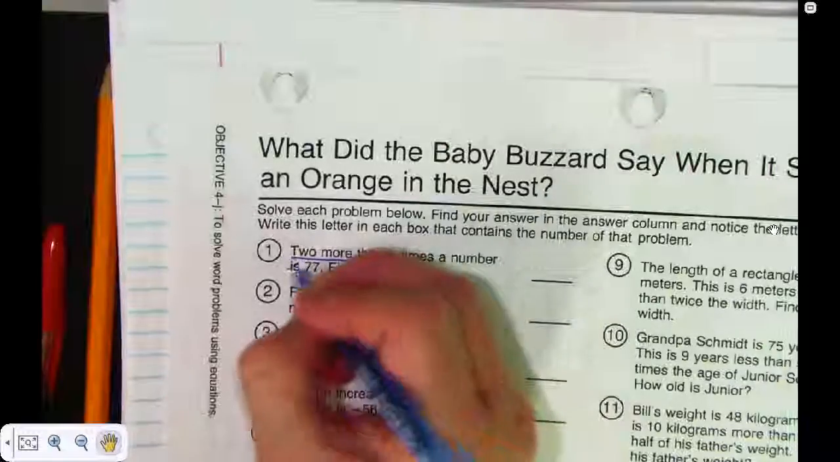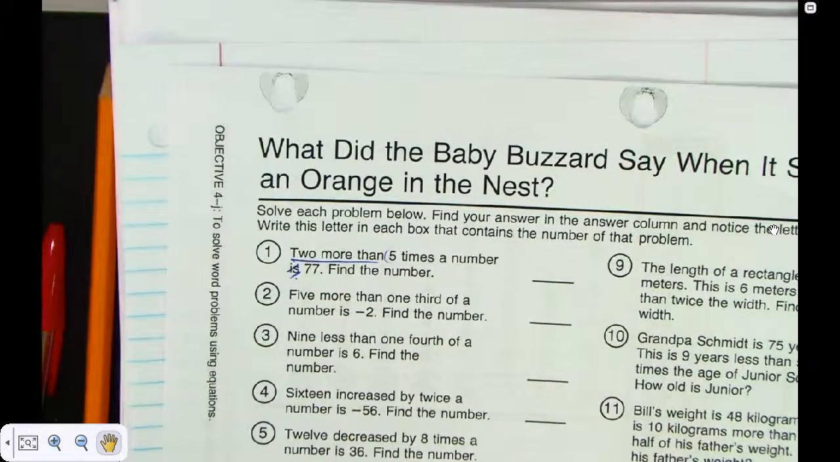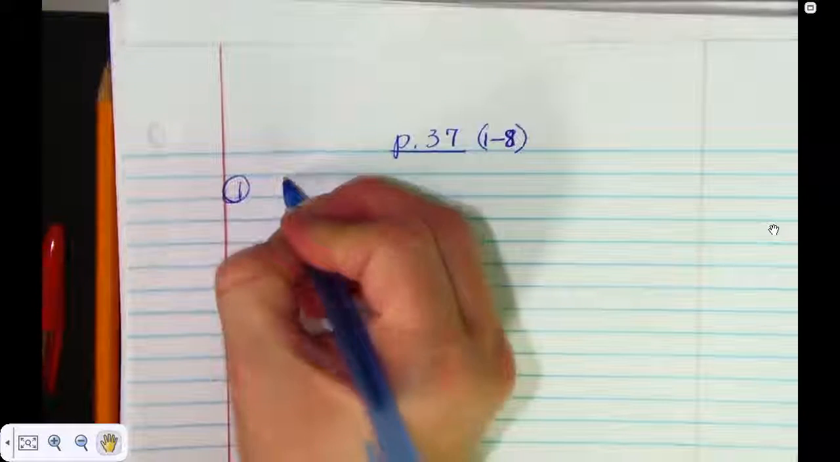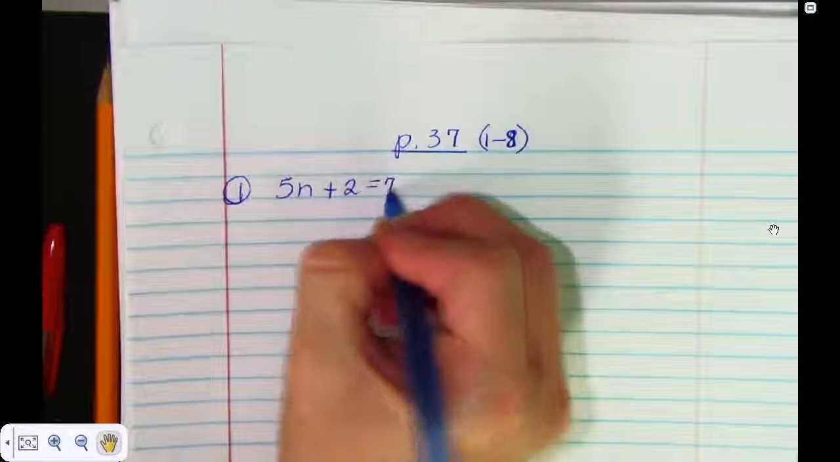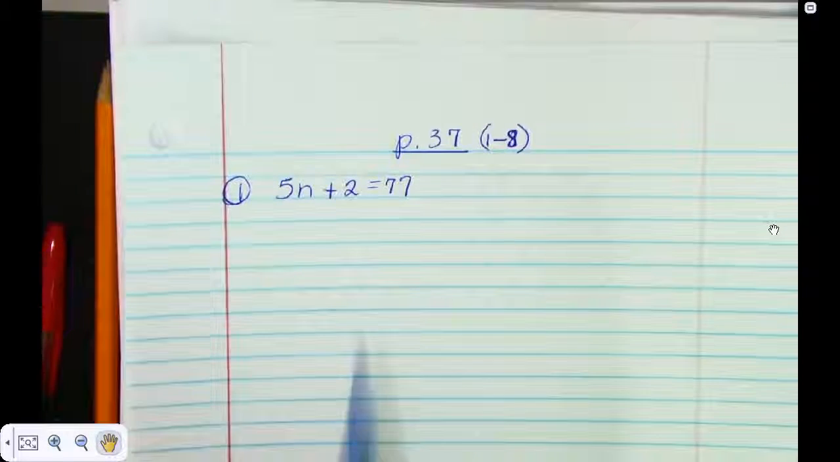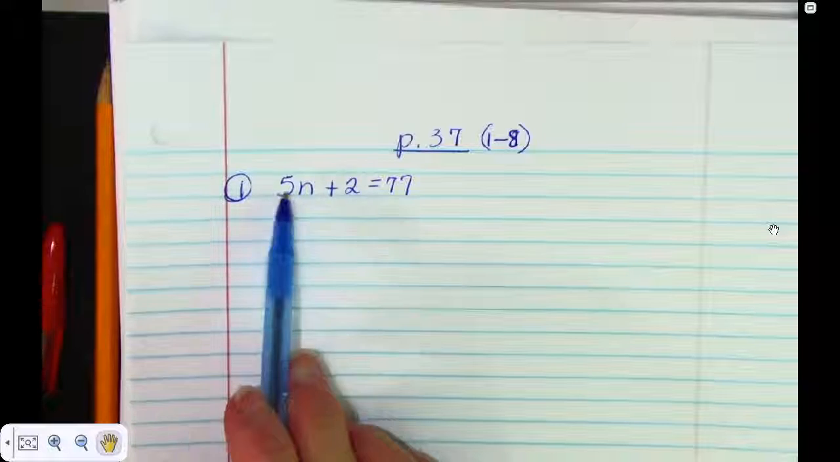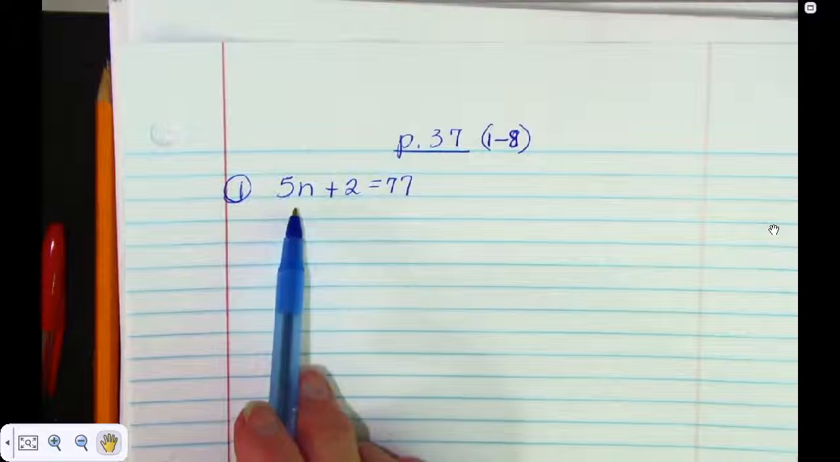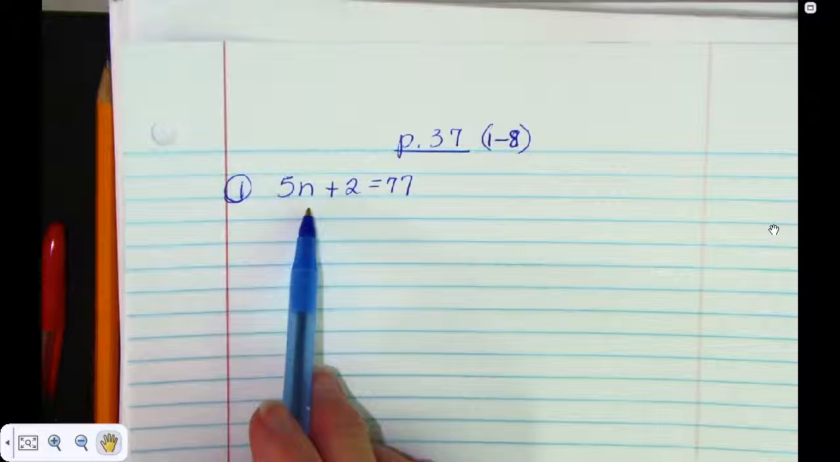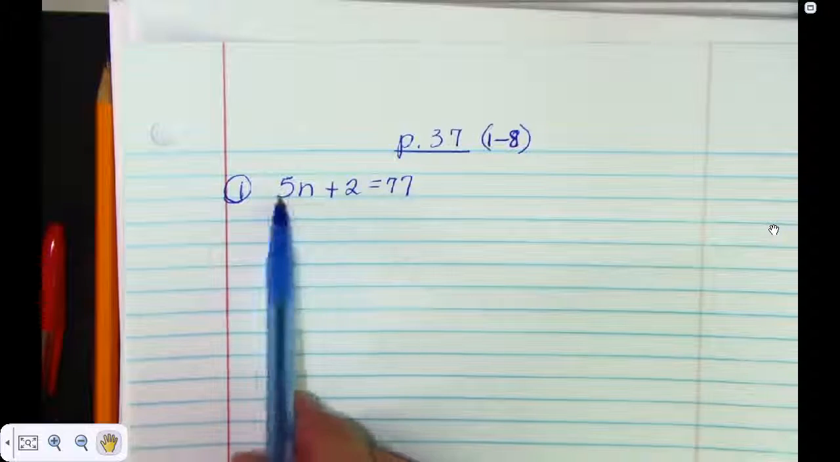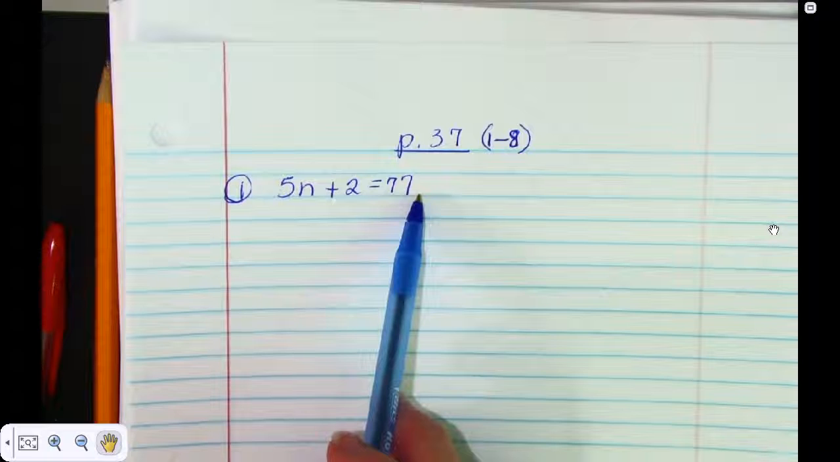So on number 1, you're going to read it, and it says 2 more than 5 times the number is 77. 2 more than 5 times a number is 77. Remember, is where the equal sign goes. We've been working on that. So we're going to write 5n plus 2 equals 77. Guys, you could write it 2 plus 5n. That would be right also.